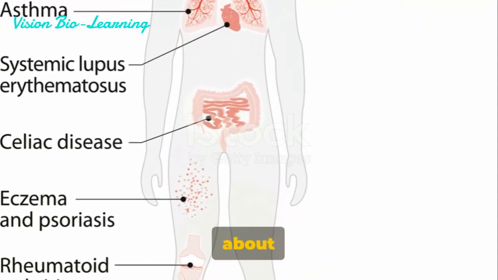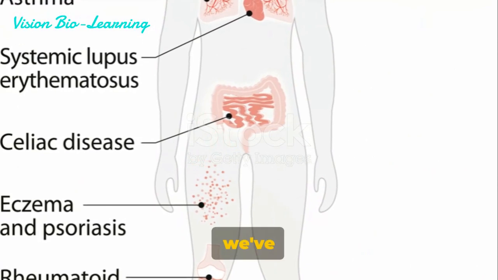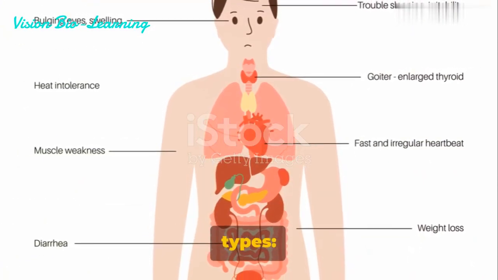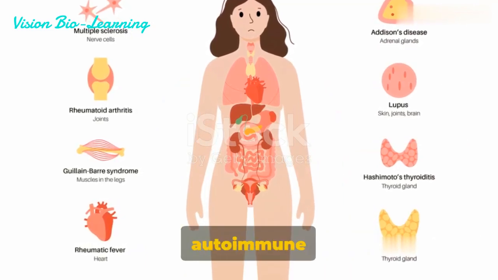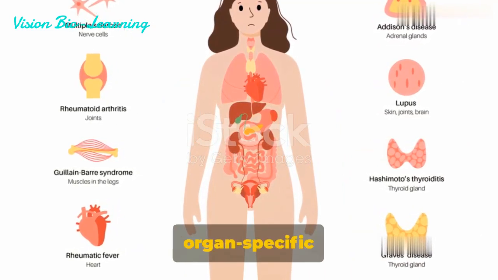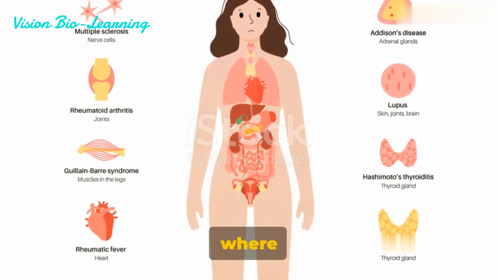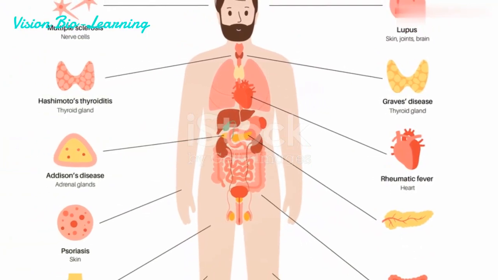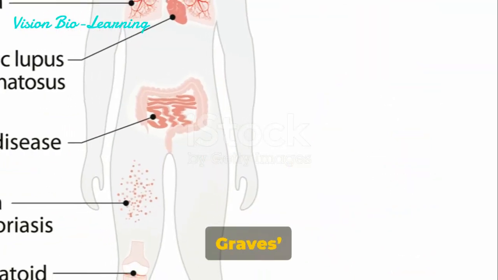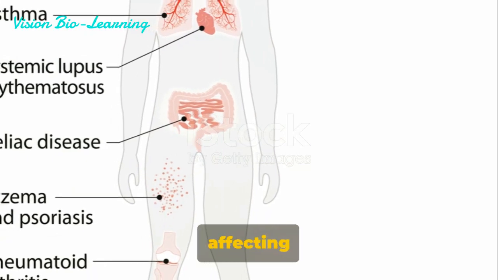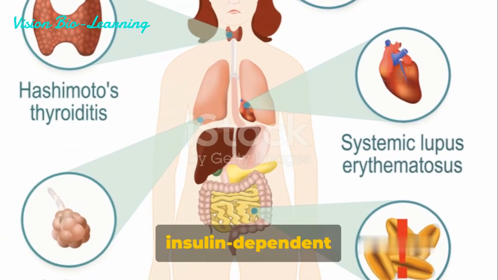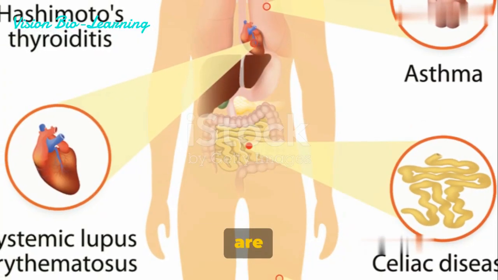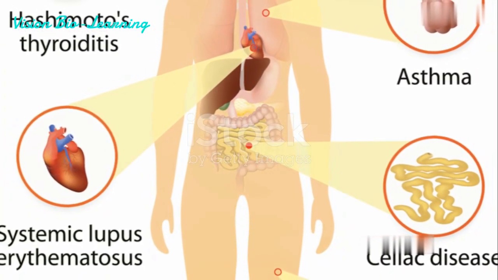So, what have we learned about autoimmune diseases? Well, we've delved into the realm of these intricate diseases, distinguishing between two distinct types: organ-specific and systemic autoimmune diseases. Remember, organ-specific autoimmune diseases are those where the expression of autoimmunity is restricted to certain organs. Hashimoto's thyroiditis and Graves' disease, both primarily affecting the thyroid gland, and type 1 insulin-dependent diabetes mellitus, impacting the pancreatic islets, are prime examples of this category.